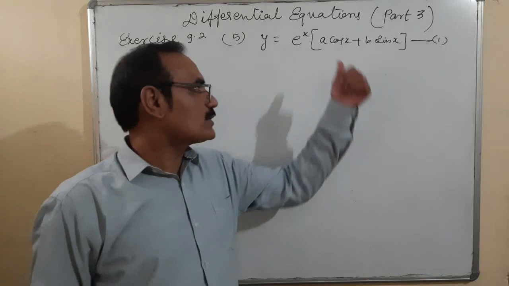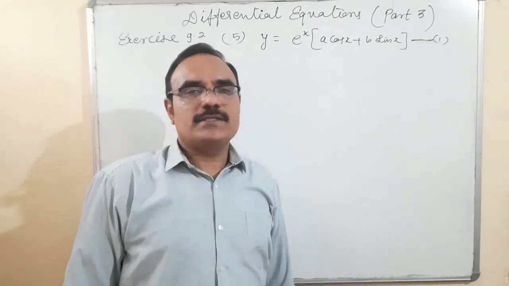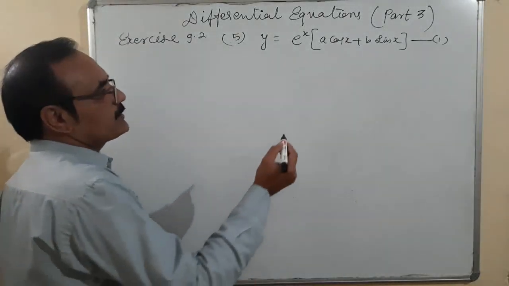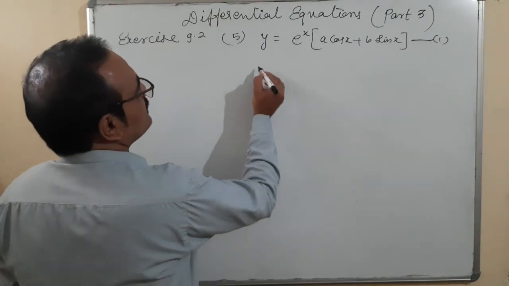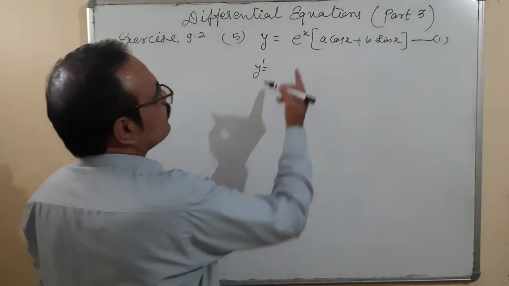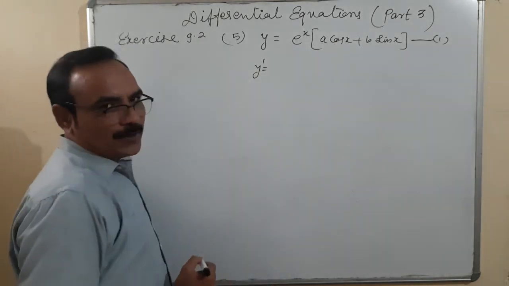There are two arbitrary constants a and b. Differentiation is required 2 times. Differentiate with respect to x. So when we differentiate y dash, we differentiate with two functions: first function, this is second function. Product rule will be applied.